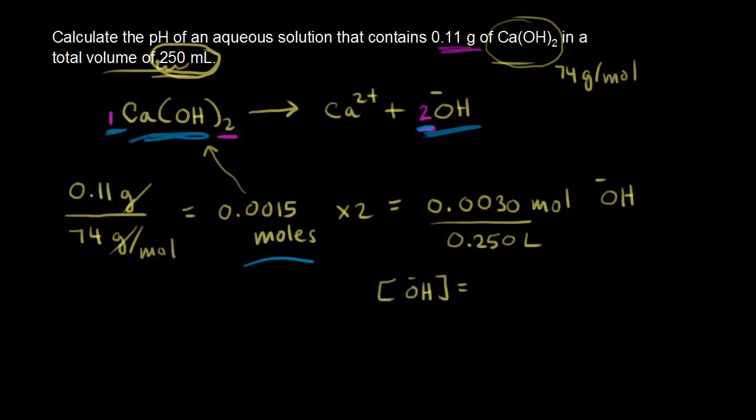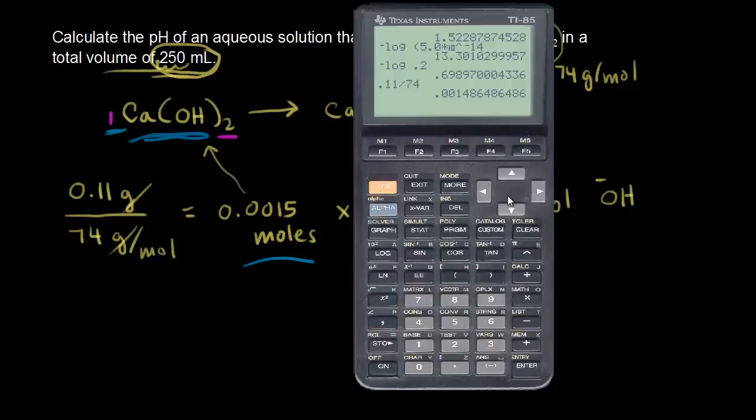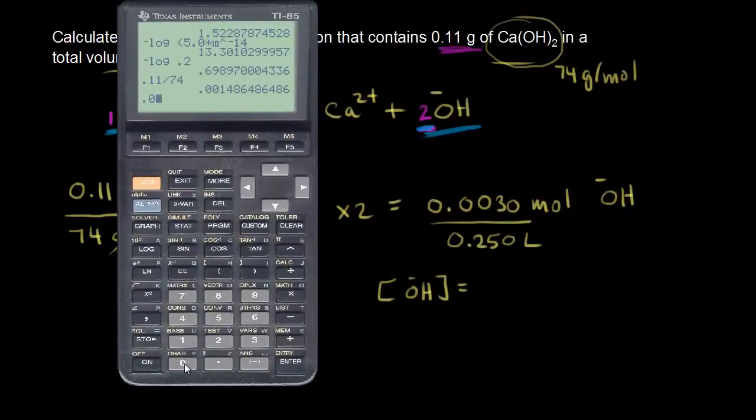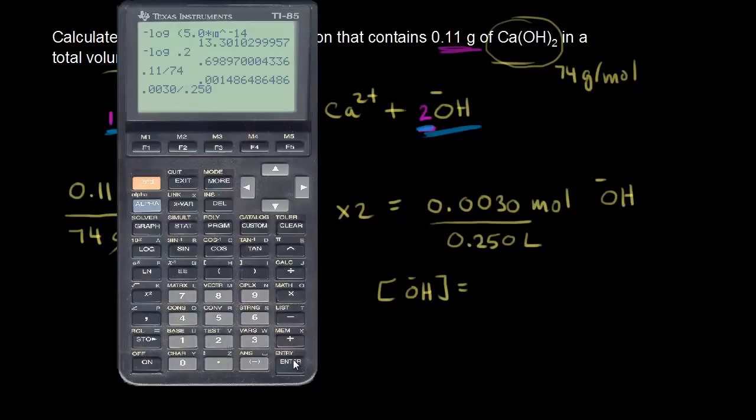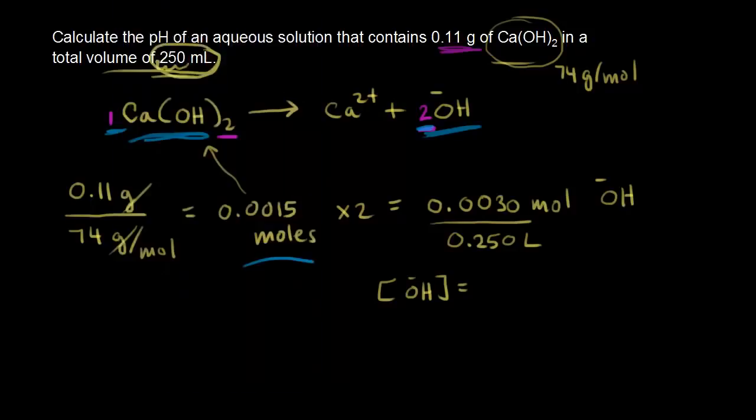And let's do that calculation here. So we have 0.0030 divided by 0.250, and we get 0.012 molar. Right, so this is 0.012 molar for the concentration of hydroxide.